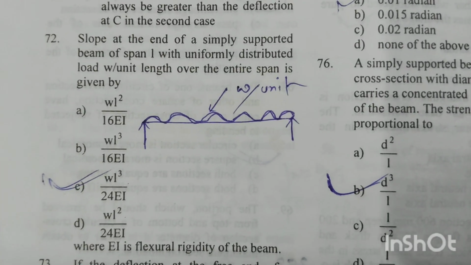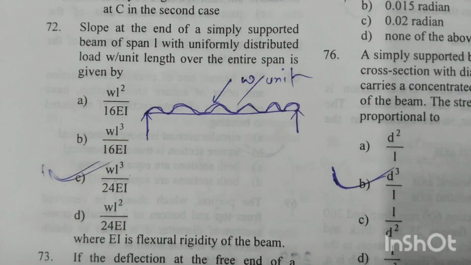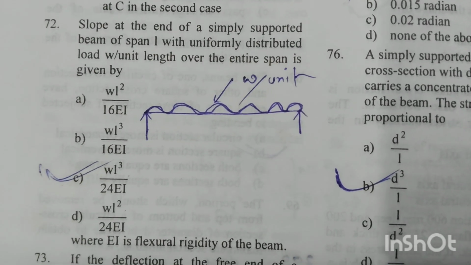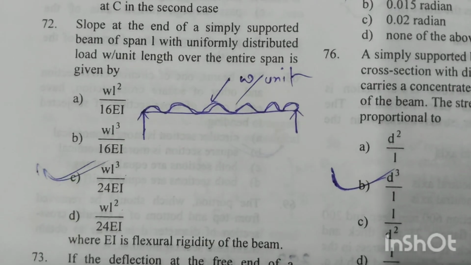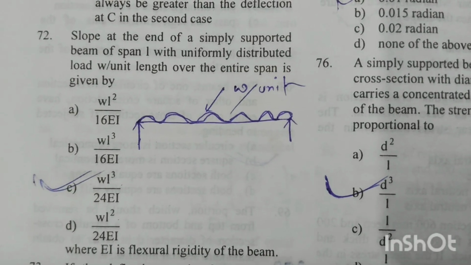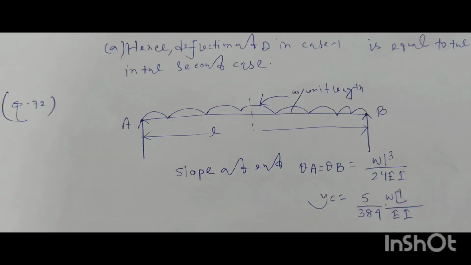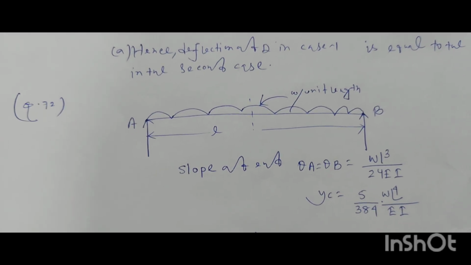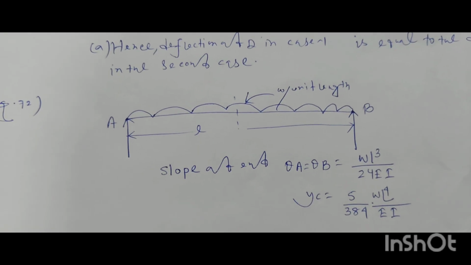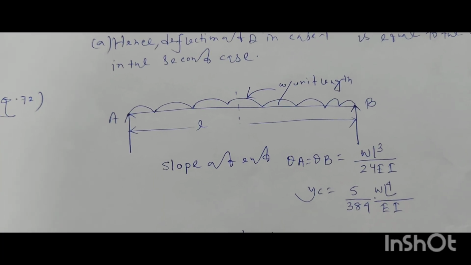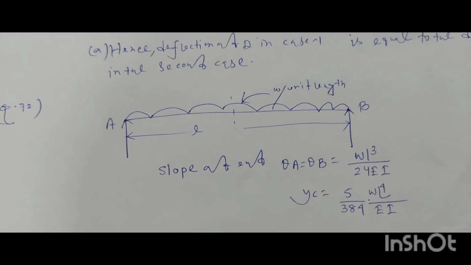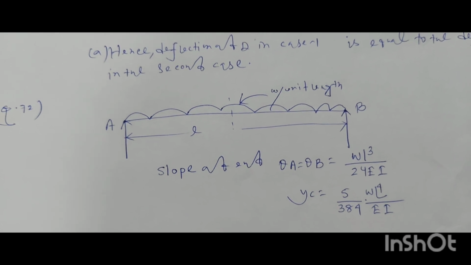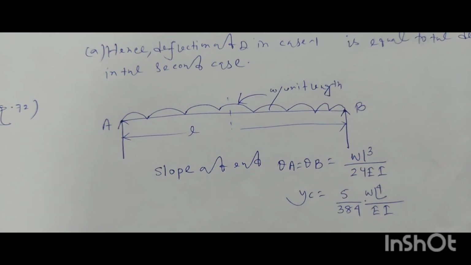Number 72. The slope at the end of a simply supported beam of span L with uniformly distributed load W per unit length over the entire span is given by. Option C is the right answer, where EI is the flexural rigidity of the beam. Here the simply supported beam of total length L is subjected to a uniformly distributed load W per unit length. The slope at both ends A and B will be equal to WL cubed by 24 EI, and deflection at the center of the beam will be 5WL to the power 4 by 384 EI.